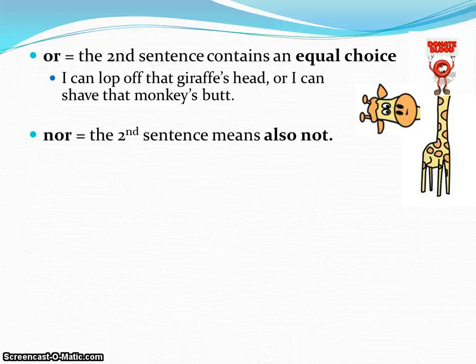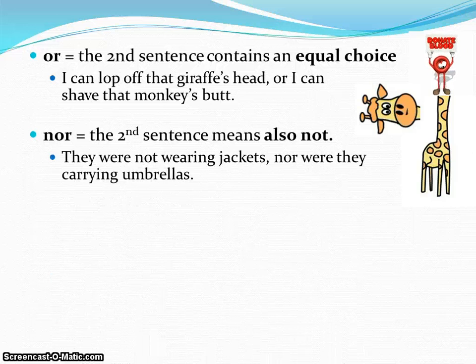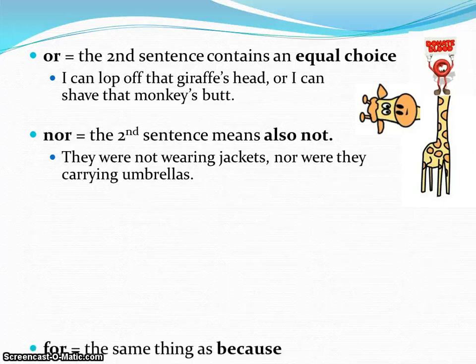Nor. The second sentence means also not. For example, this one's a little tricky without seeing an example. They were not wearing jackets, nor were they carrying umbrellas. If these were two separate sentences, we could read them as they were not wearing jackets, period. They also were not carrying umbrellas. So that's how nor works.